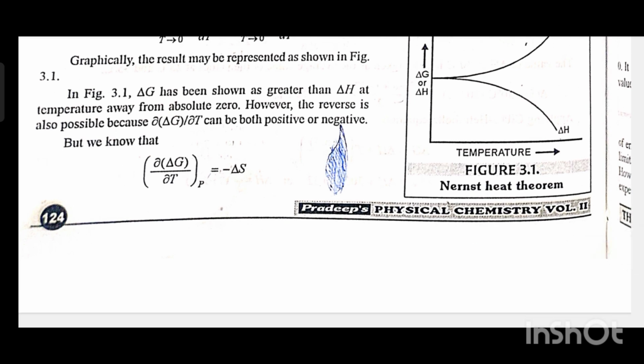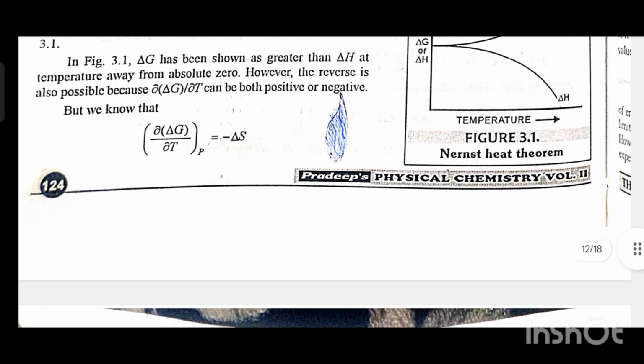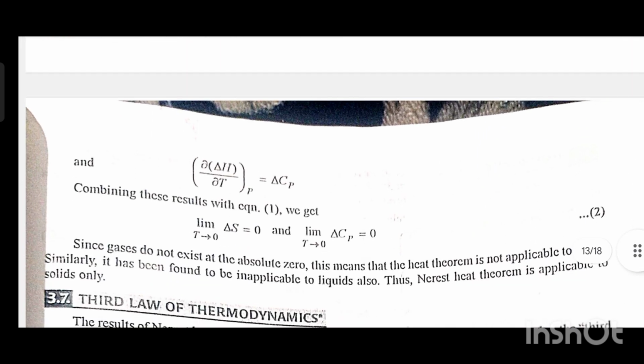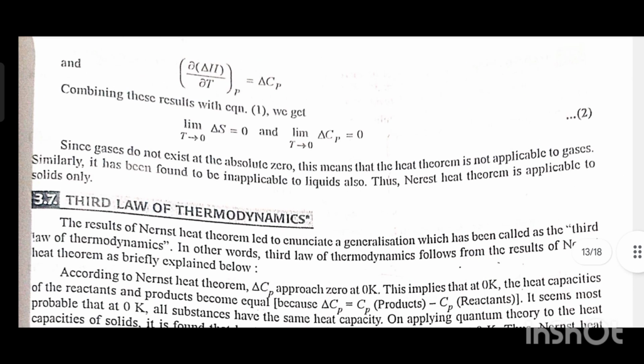Delta G has been shown as greater than delta H at temperatures away from absolute zero. However, the reverse is also possible because del delta G upon del T can be both positive or negative. But we know that del delta G upon del T at constant P equals minus delta S, and del delta H upon del T at constant P equals delta Cp. Combining these results with equation 1, we get the limit as T tends to 0 of delta S equals 0, and the limit as T tends to 0 of delta Cp equals 0.